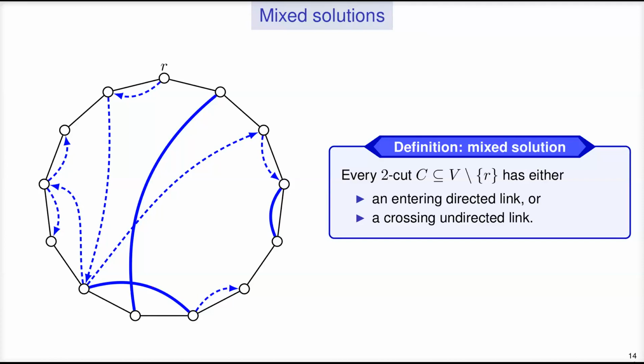So let's first talk about what it even means to have a mix of directed and undirected links, and then we think of them as being a solution. So here you see such a mix of directed and undirected links. I call this a WRAP solution because for every 2-cut, you either have one directed link that's entering the 2-cut, or you have one undirected one that's crossing it. And this we call a mixed solution. So essentially we just reinterpret the links the same way we interpreted them beforehand in directed and undirected settings separately.